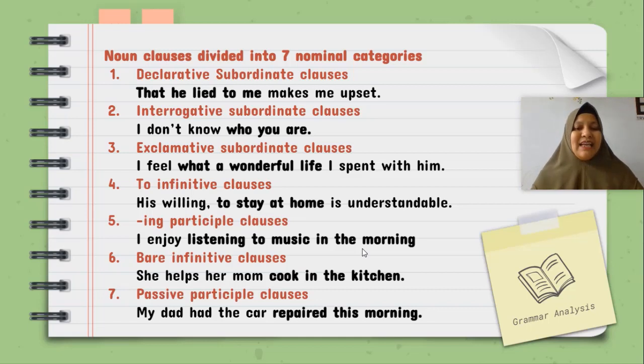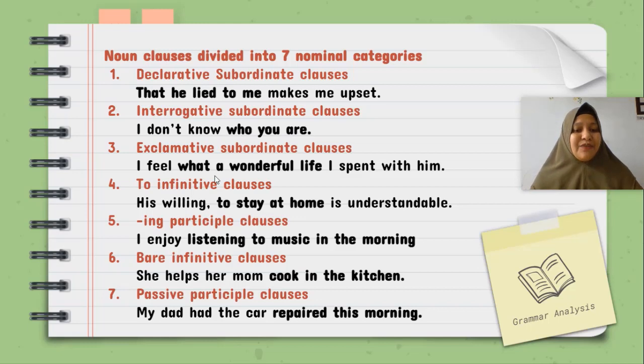For example, that he lied to me makes me upset. Okay, the noun clause is that he lied to me. The second is interrogative subordinate clauses. For example, I don't know who you are. Who you are is a noun clause.